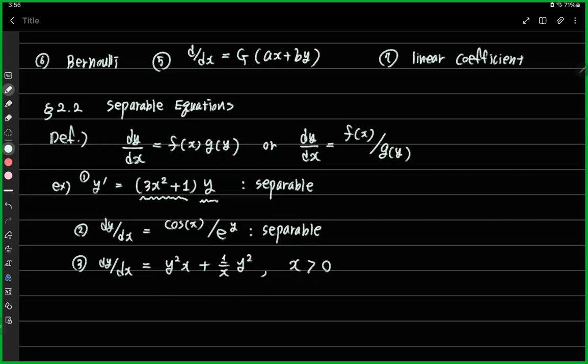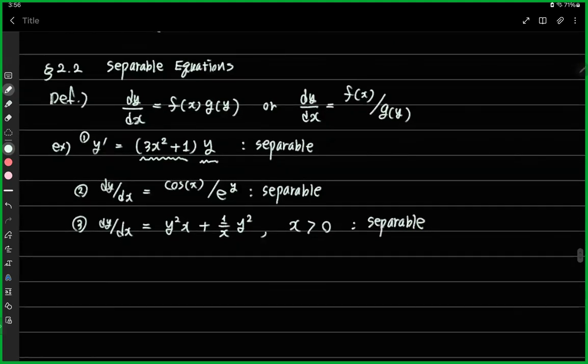This is separable too, because y squared is a common factor. When you factor out y squared, we get a function of y and a function of x. So this is separable. Okay, so now what? We need to learn how to solve the equation, right? So it's simple: separate and integrate.